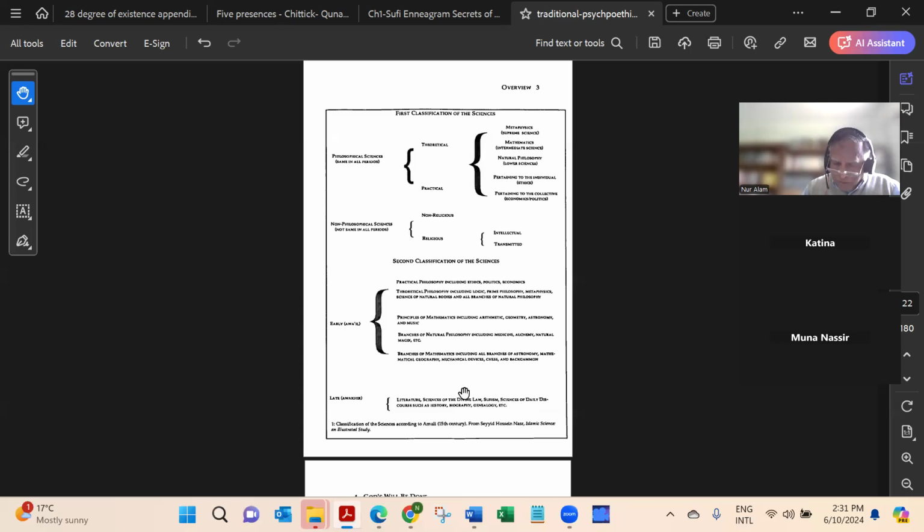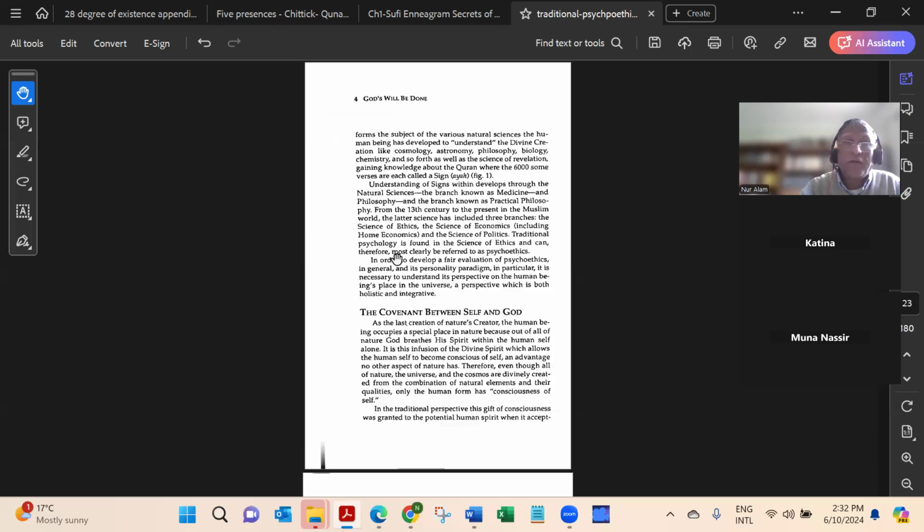This particular chart has been taken from the book called Classification of Sciences. It was done by Amuli, one of the 15th century philosophers of Iran. It has been quoted by Sayyid Hussain Nasr in his book Islamic Science, an Illustrated Study. So that's what we just read in this particular paragraph.